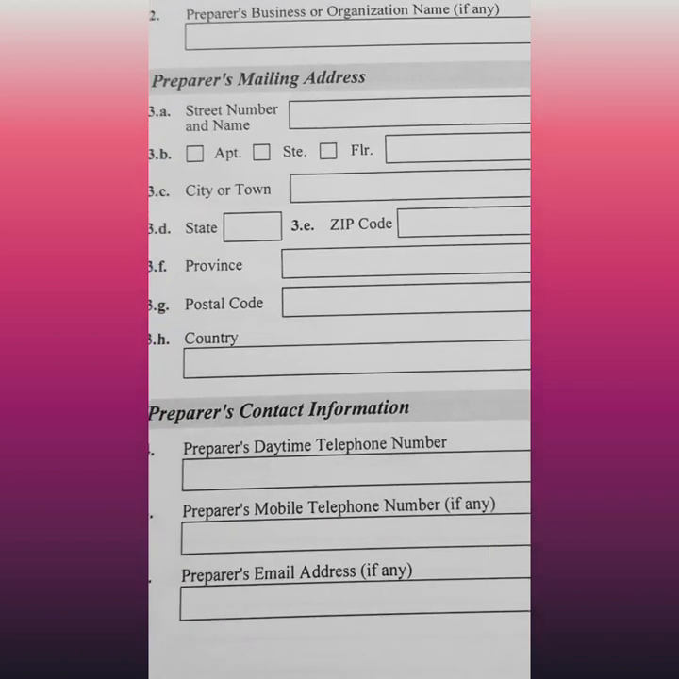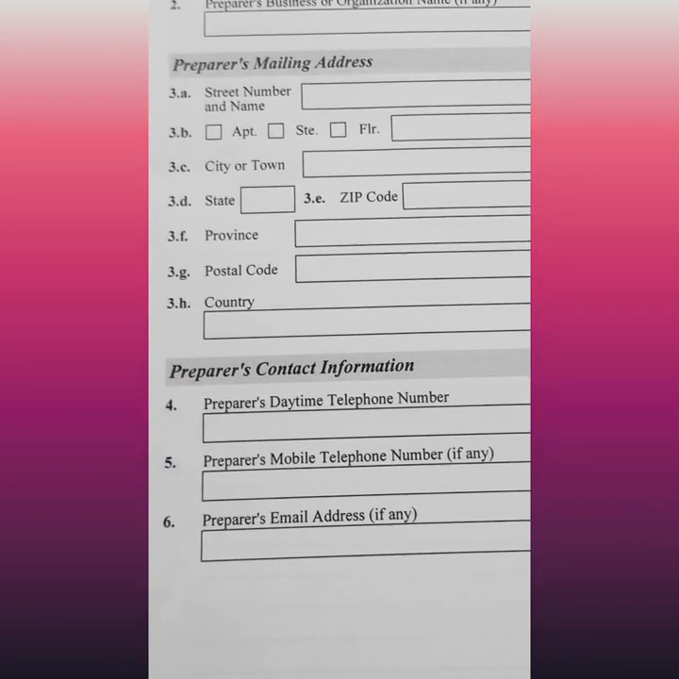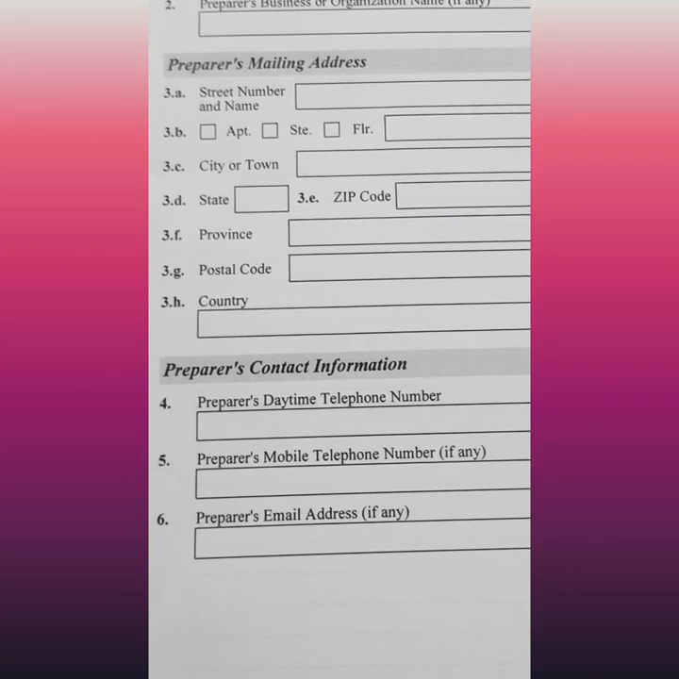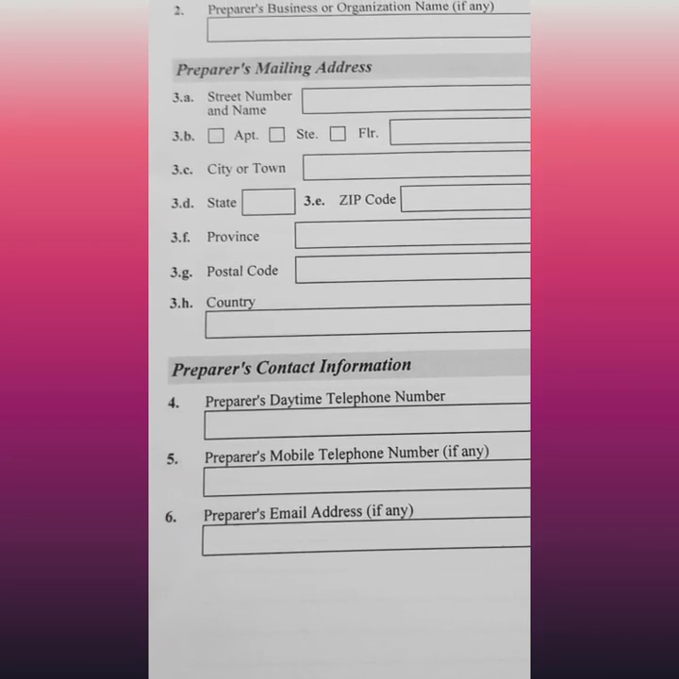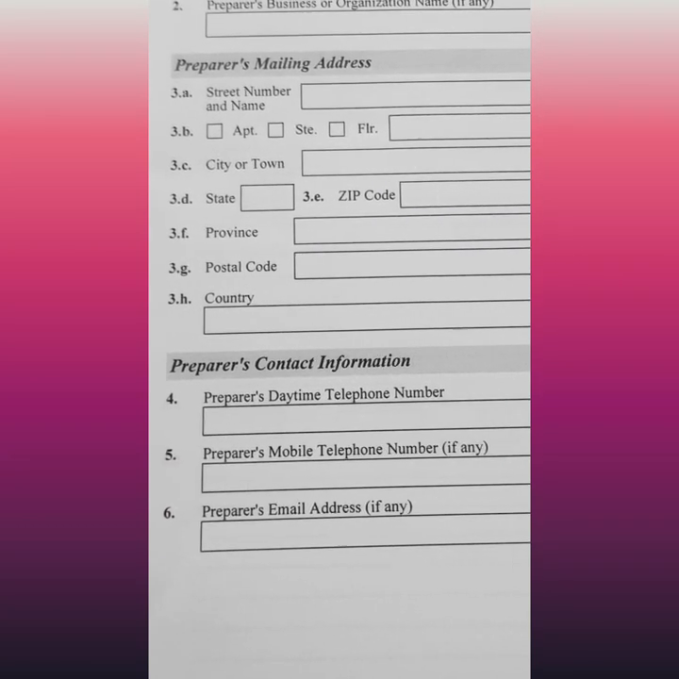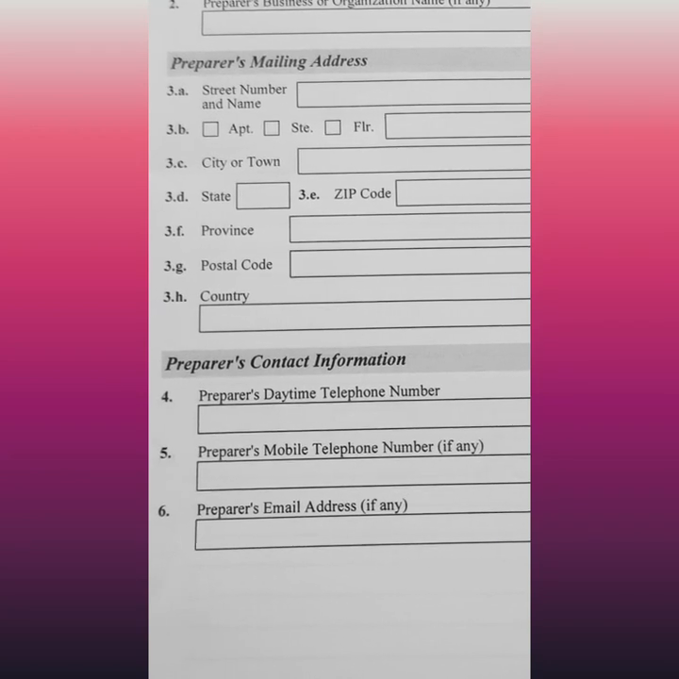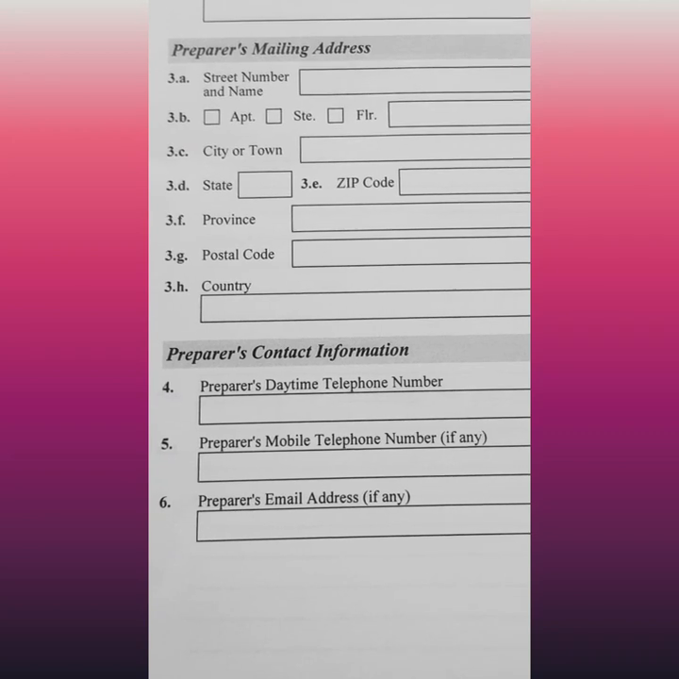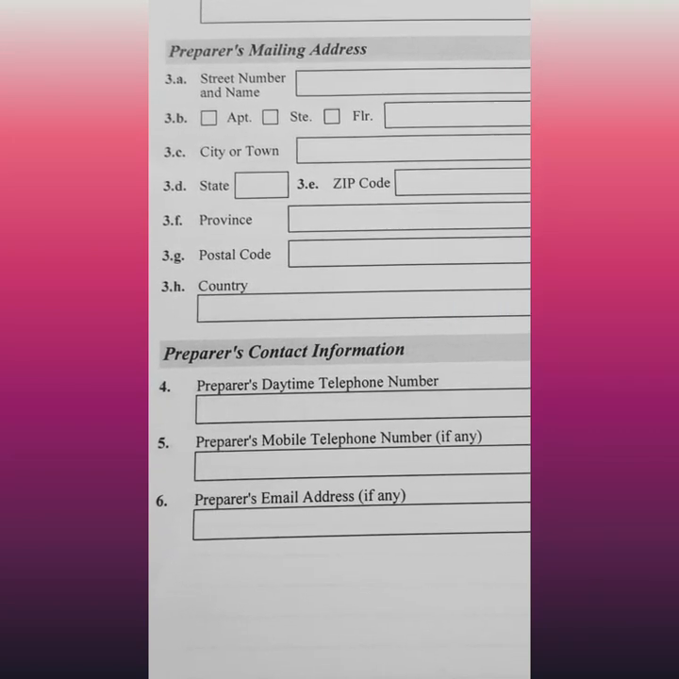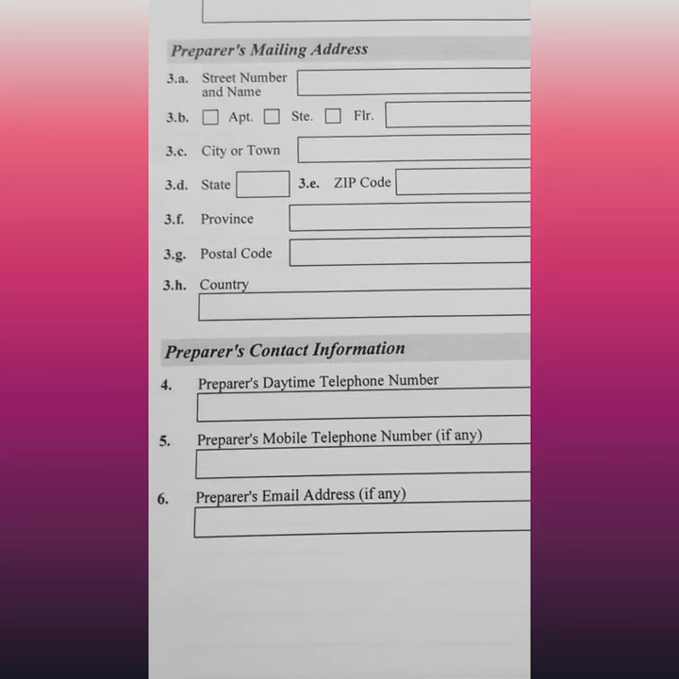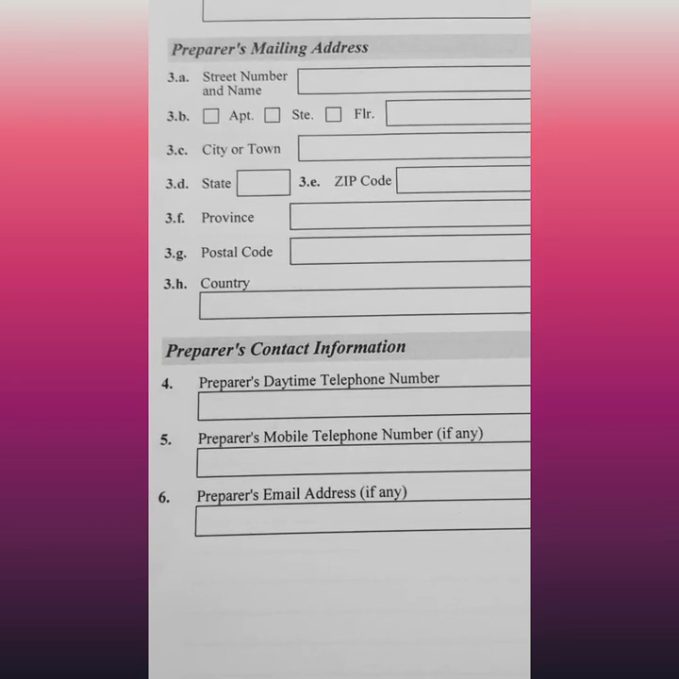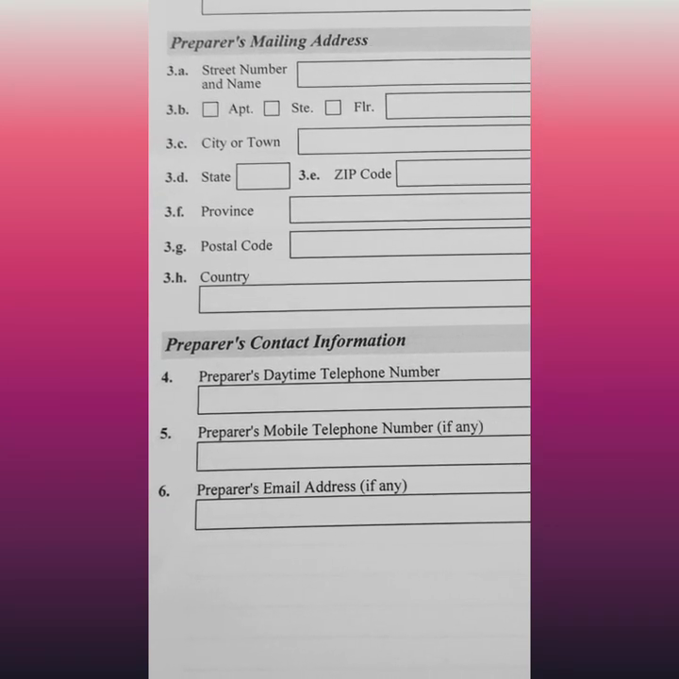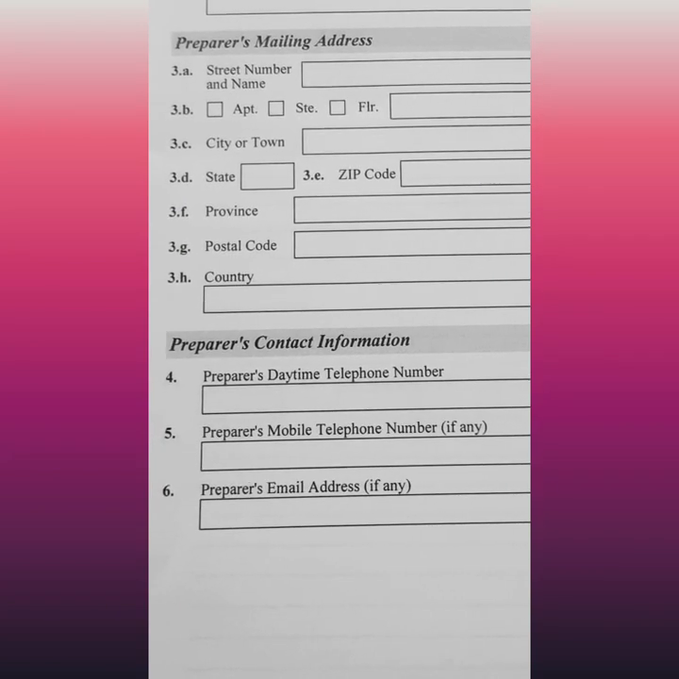We move over to the preparer's mailing address. 3A, street number and name. 3B, apartment, suite, floor, you indicate which one. 3C is the city or town. 3D, they have state, you put it right there. 3E, the zip code. 3F, the province. 3G is the postal code. 3H, country.